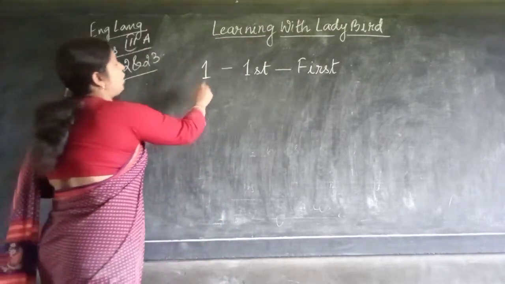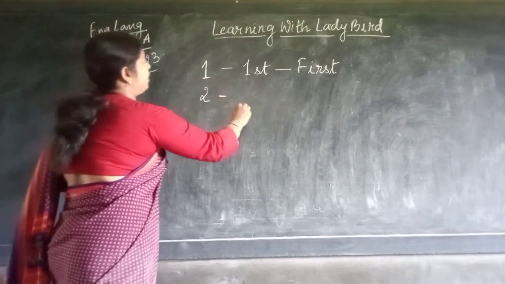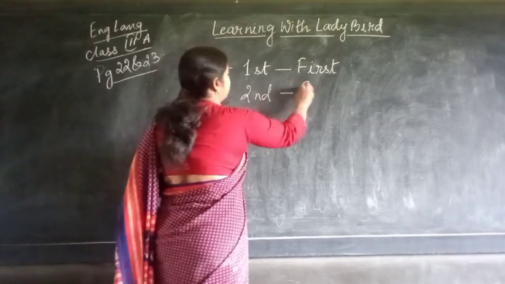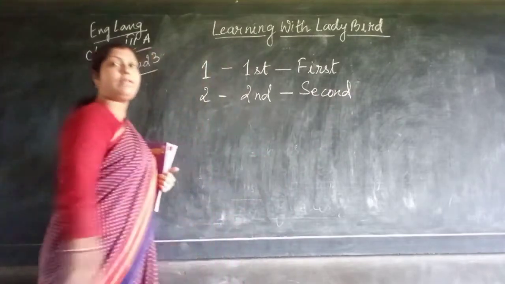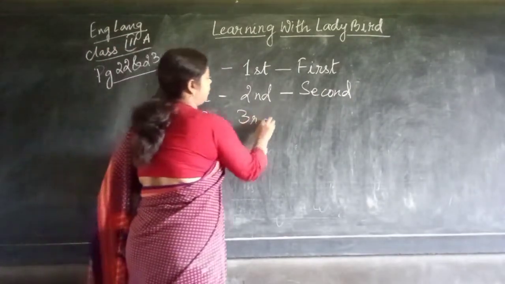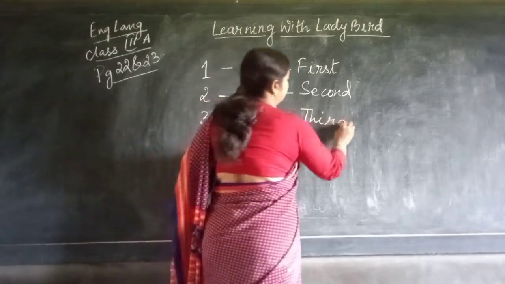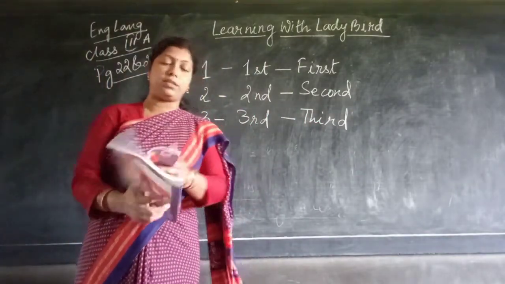So 1 we can write as first. 2 we can write as second, and ND we will join, and the spelling will be second. In this way we can write. 3 we can write down as third, T-H-I-R-D, third. These are all ordinal numbers.